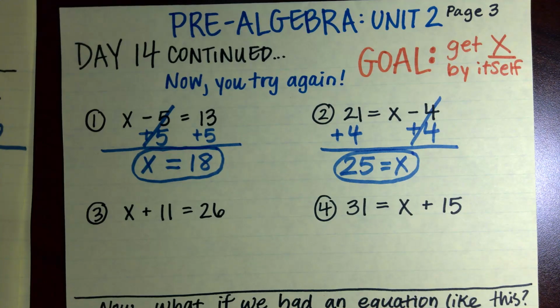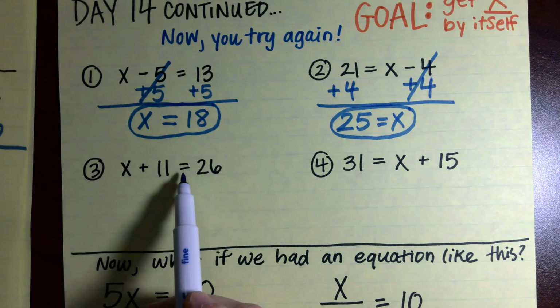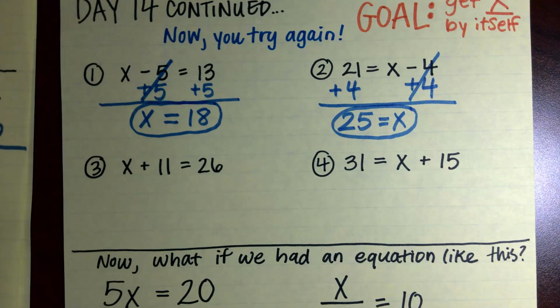Okay, let's look at number 3. We have x plus 11 equals 26. What do we do to get x by itself?